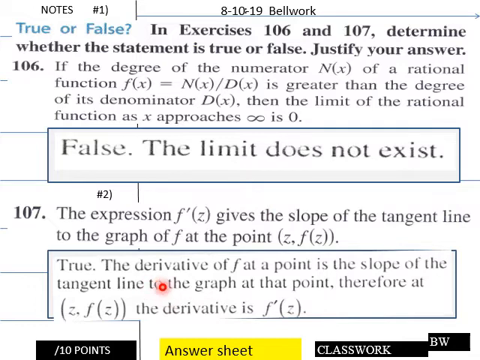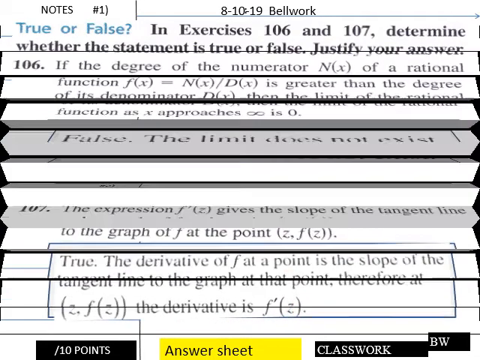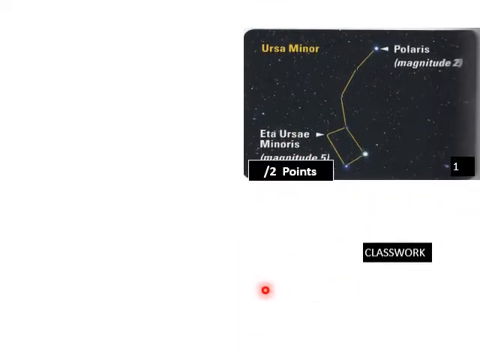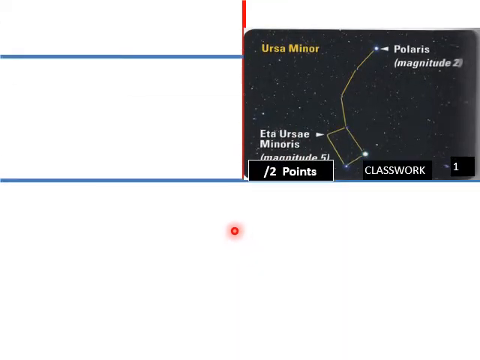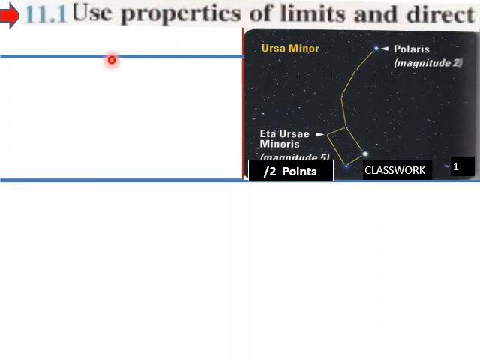And down here, true, the derivative of f at a point is the slope of the tangent line to the graph at that point. Therefore, at z, f of z, the derivative is the f prime of z. Okay, going into our first part of our review here, using properties of limits and direct substitution. This is for 11.1, to evaluate limits.